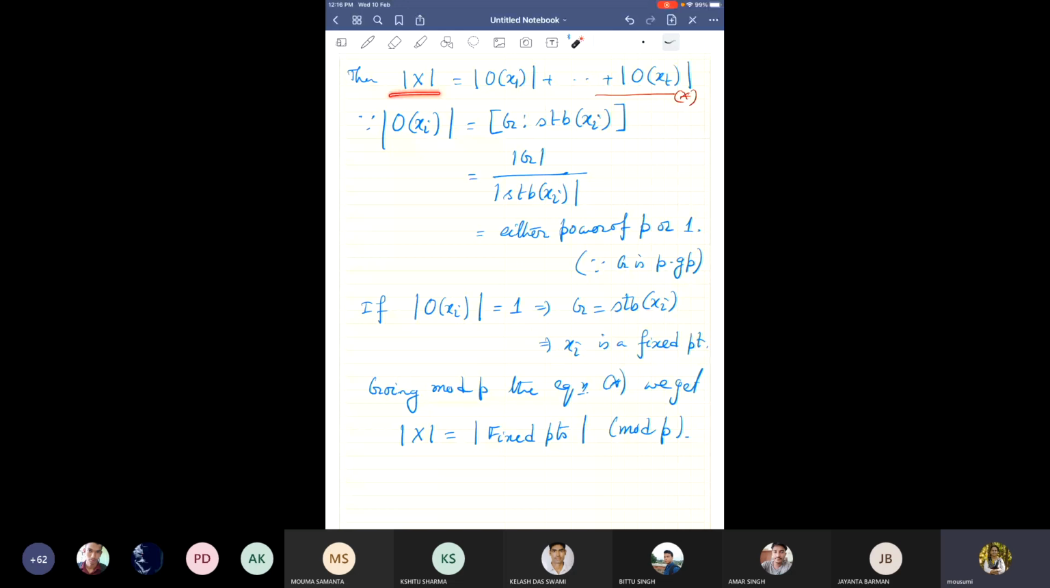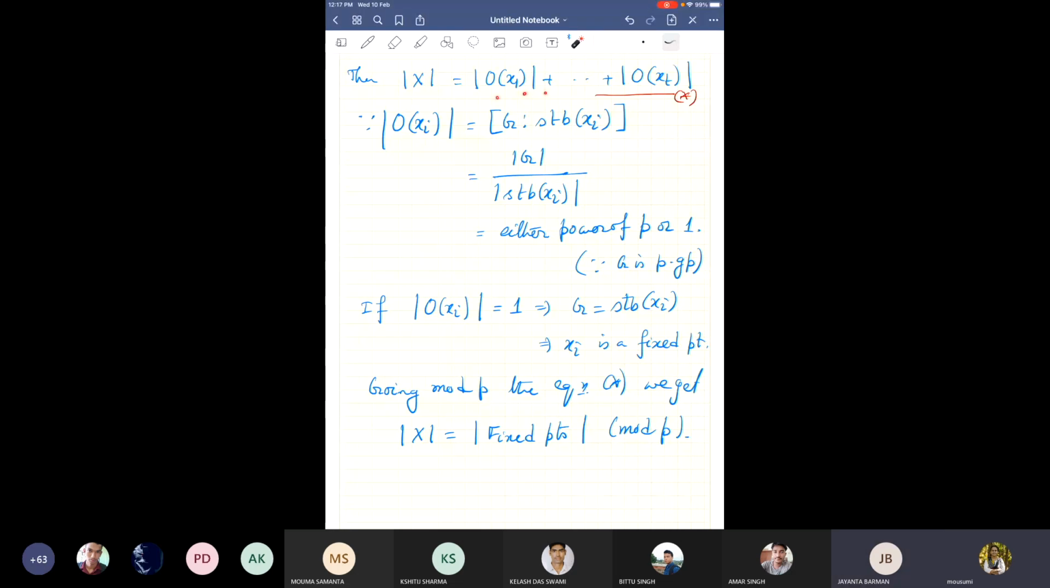Okay, so what is the cardinality of the orbits? Either 1 or P to the power some integer. So now if I go mod P in this equation, what will I get? Those orbits whose cardinality is P to the power something, if I go mod P, those will vanish, right? Those will not contribute anything. So only those will survive whose cardinality is 1 in this equation, right? Yes, ma'am. And the cardinality 1 elements are nothing but the fixed points.